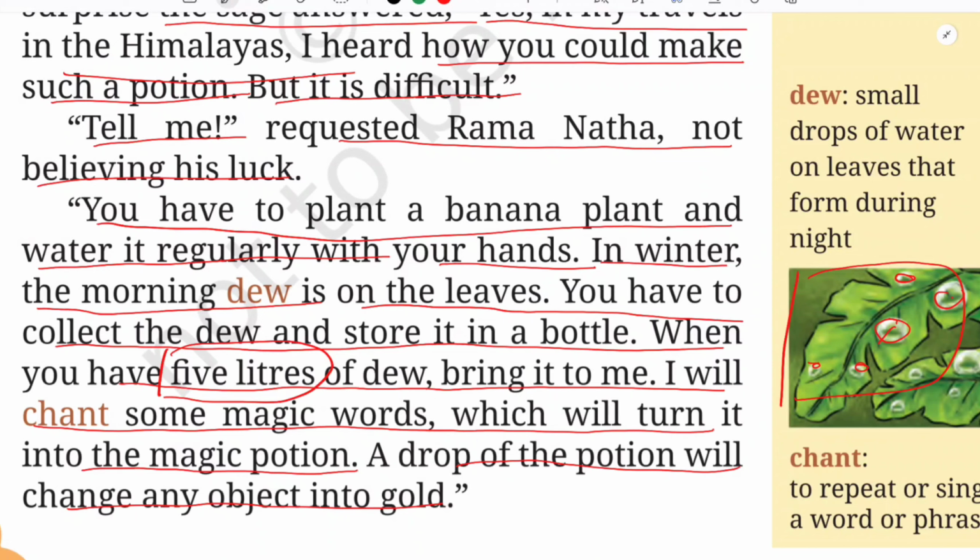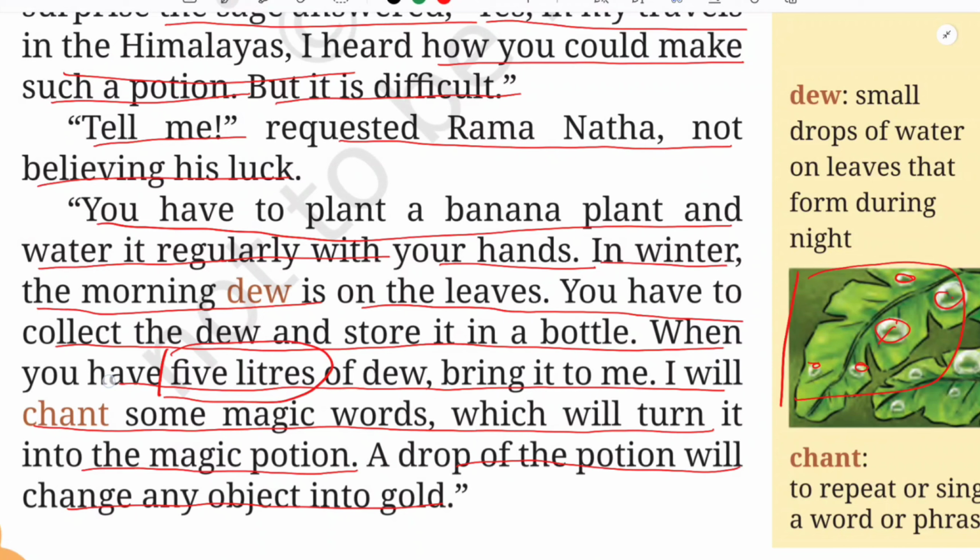Chant means to repeat or sing a word, isn't it? I hope you have often seen Sadhu Baba and Babaji chanting some kind of mantra. So just like that, he is going to chant some magic word, a mantra, on it, and he is going to turn that dew into a magic potion.